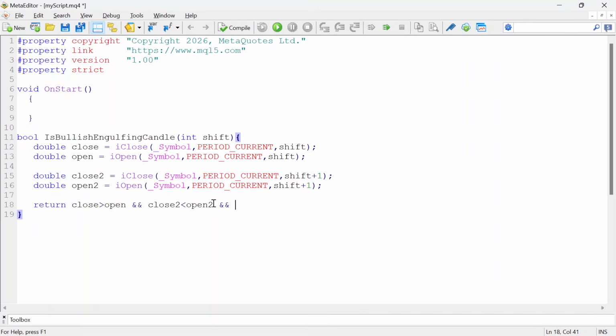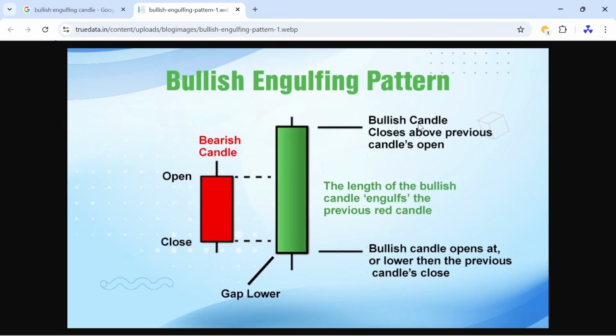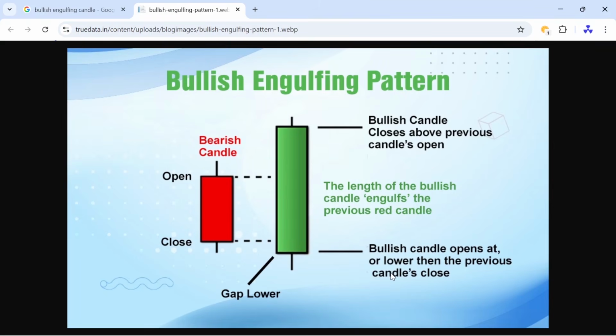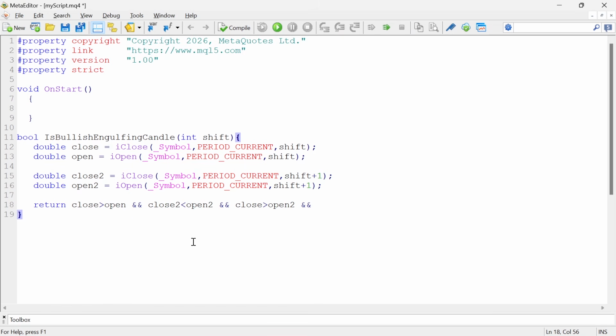Also, let's go back to the picture. We want to make sure that this candle, which is the bullish candle, the candle on the right hand side, closes above the open, right? So we want to make sure that this close is above the open of the previous candle, right? Then what else? We want to make sure that this candle, which is the bullish candle, opens below or equal to the close of this previous candle. So we can say this candle open is lower or equal to the close of this candle, right?